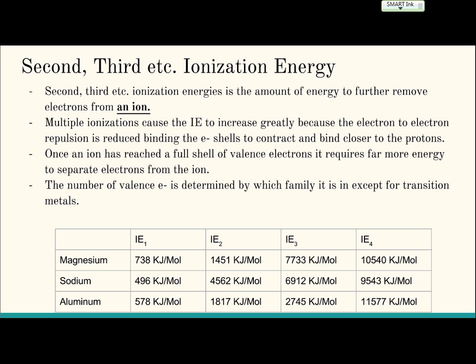Okay, second and third ionization energy. These are what it takes to further remove an electron. When there are multiple ionizations, the IE increases greatly because of the repulsion of the electrons in the shells. And once an ion has reached a full shell of valence electrons, it requires far more energy to separate. The number of valence electrons is determined by which family it is in, with the exception of transition metals. So multiple ionization is causing the ionization energy to increase greatly.